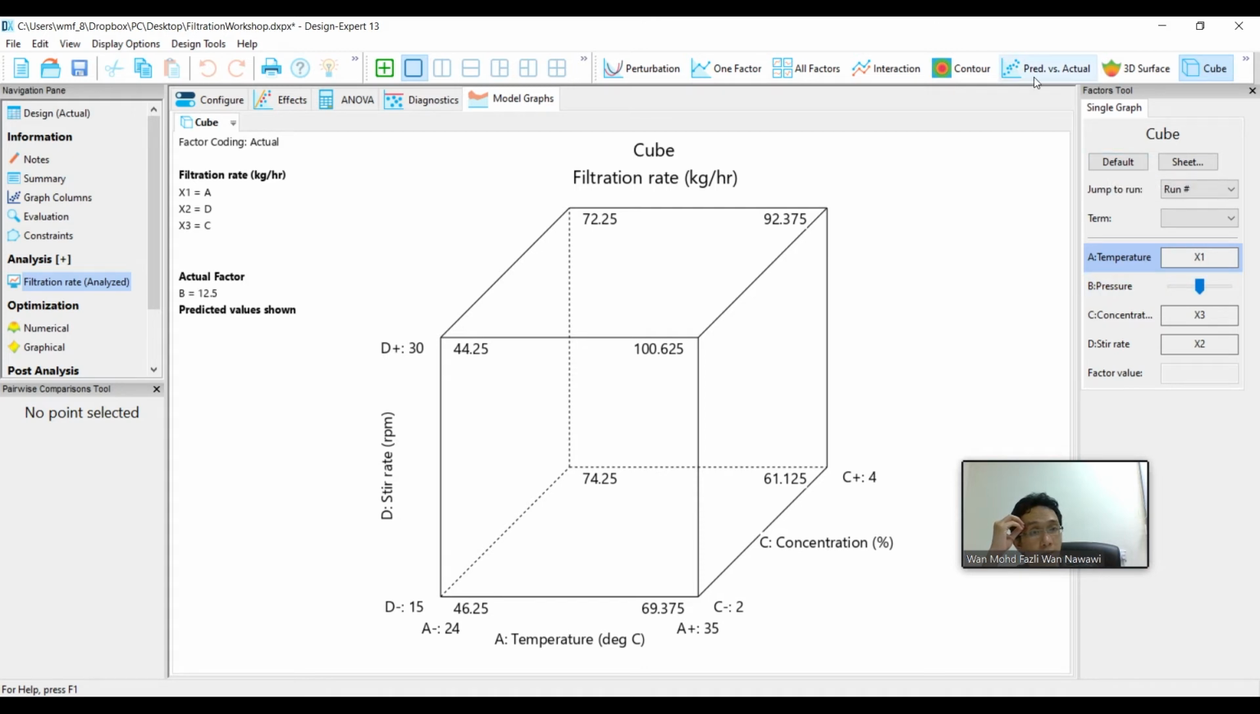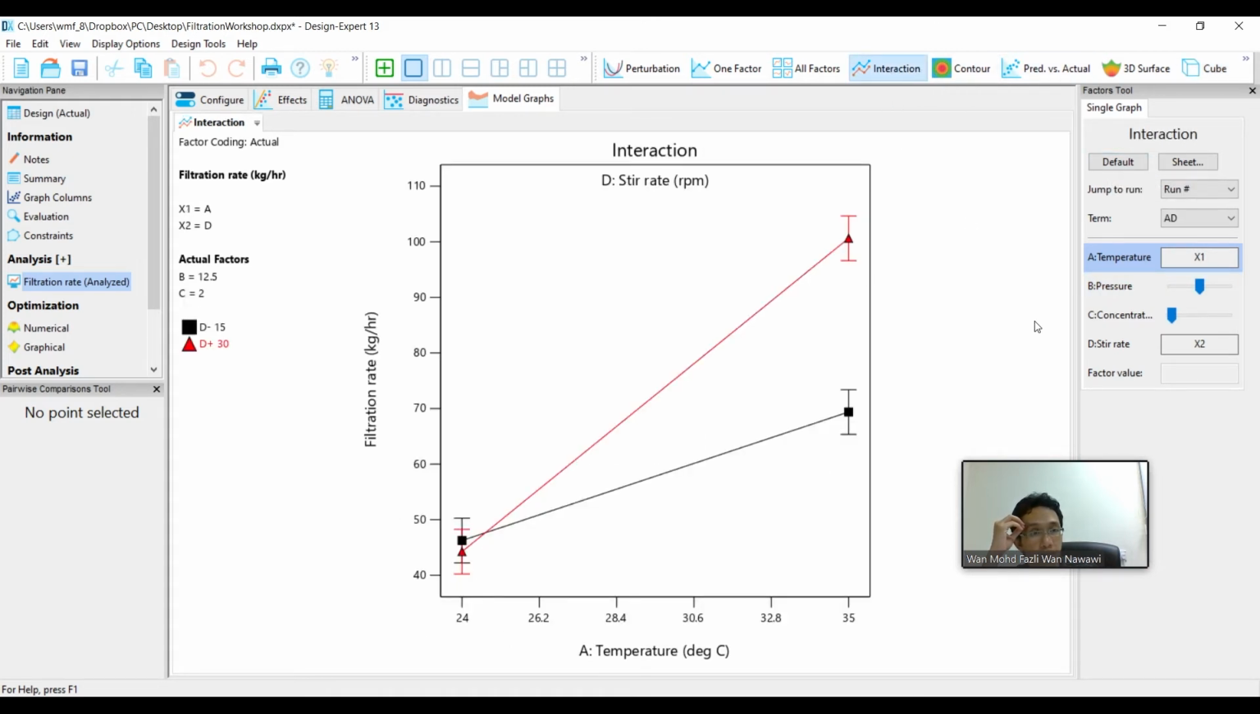Oh, by the way, if I go to this interaction again, let's say I change the pressure here. The pressure doesn't give any effect, because we are not including it in the model. We did not include the pressure in the model. That's why whether you go down or go up, nothing changes. Okay, because it's not in the model. Anyway, let's go to cube.